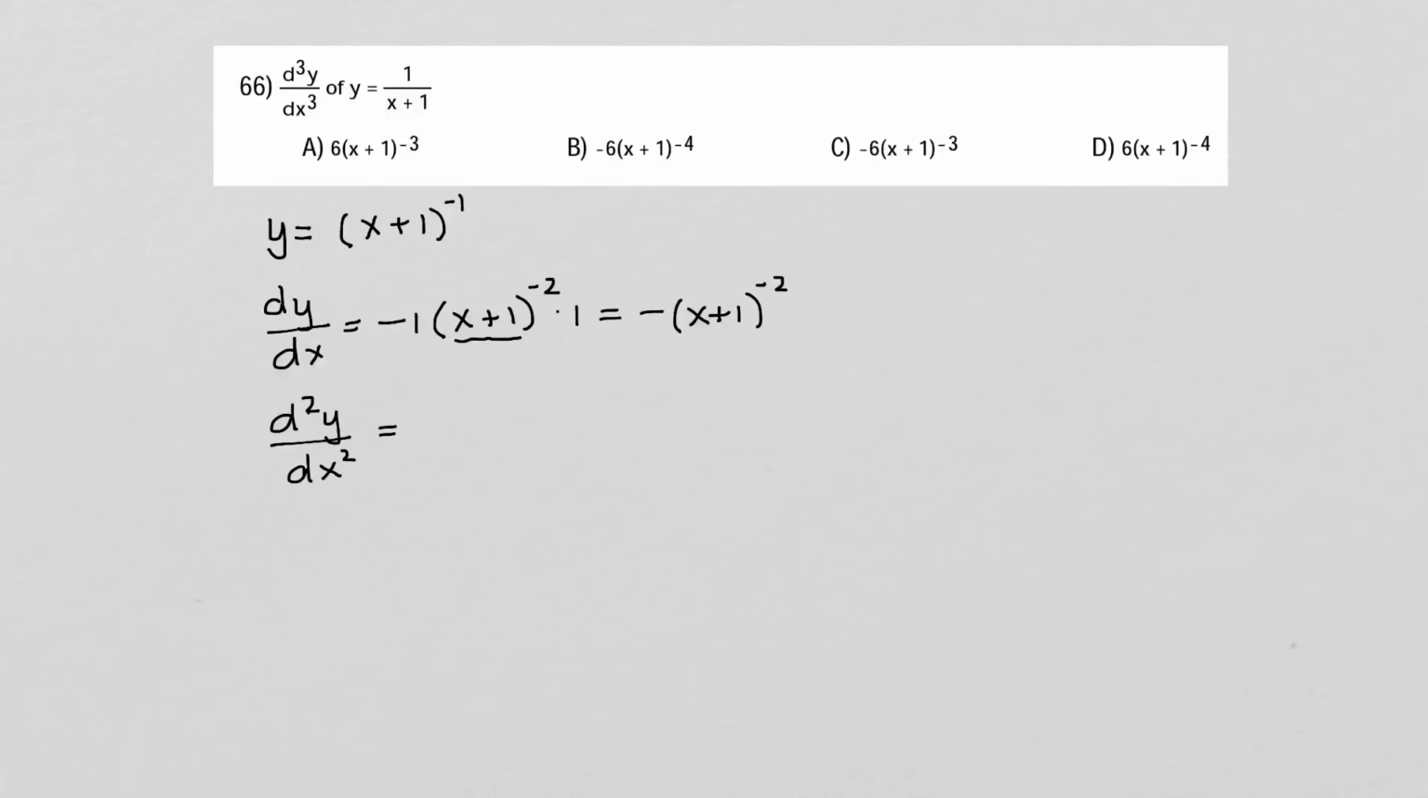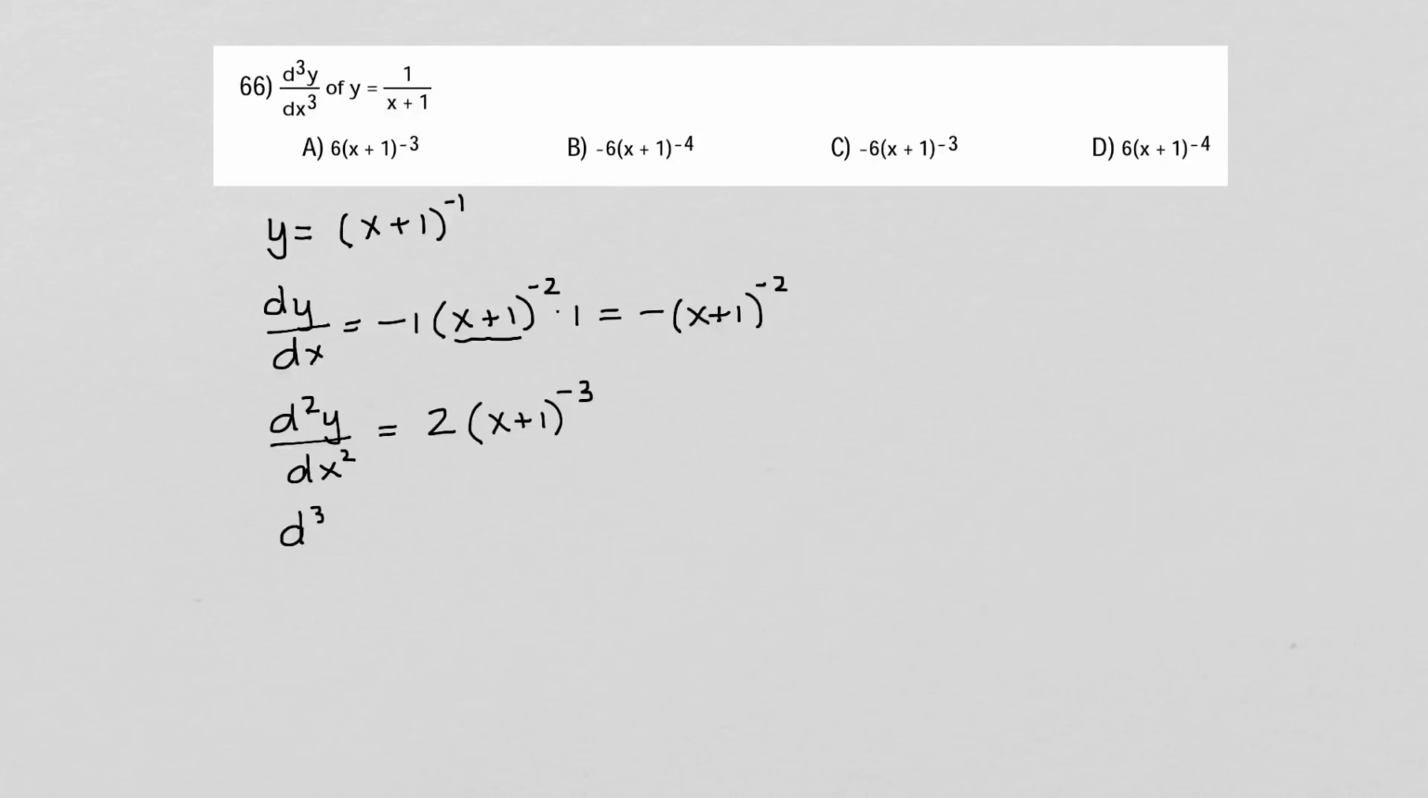and I take my negative 2 exponent, multiply it by the coefficient out front, so that's going to be a positive 2. And then I have x plus 1. Reduce my exponent by 1, so negative 2 minus 1 gives me negative 3. And then multiply by 1. I'm not going to bother doing that because it's just the same. So we have 2 times x plus 1 to the negative 3.